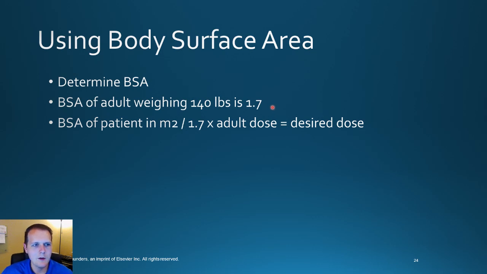We'll actually compare the patient's BSA to that standard adult BSA, and by getting that proportion, we're going to be able to get the desired dose that we're looking for. And I'll show you what that looks like in a second.